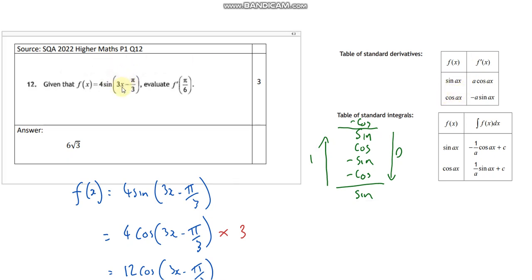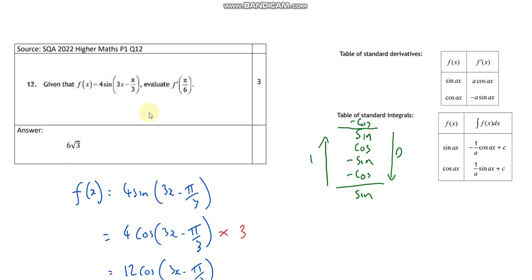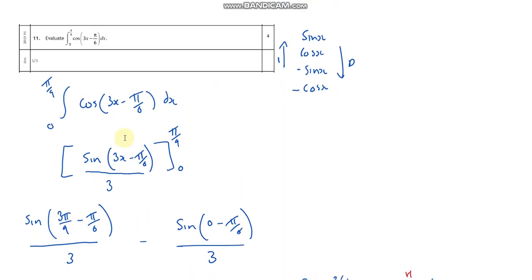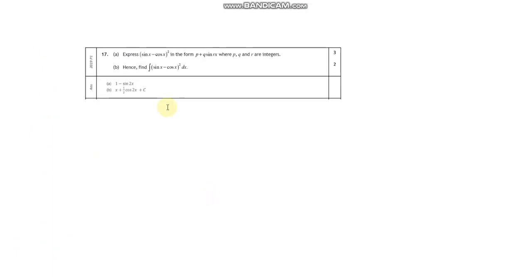I could differentiate this where the bracket's got a number in, but I can't differentiate sine x cos x together. I can't do that. So we need it to be in this nice kind of standard form. Otherwise, it starts to break down. So you notice this question is a bit of an outlier.